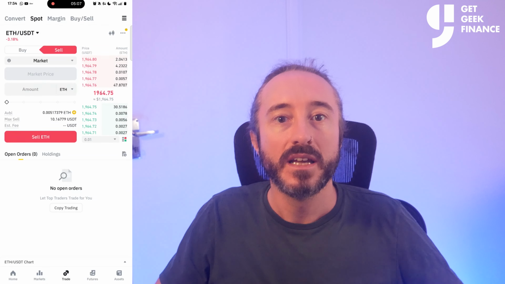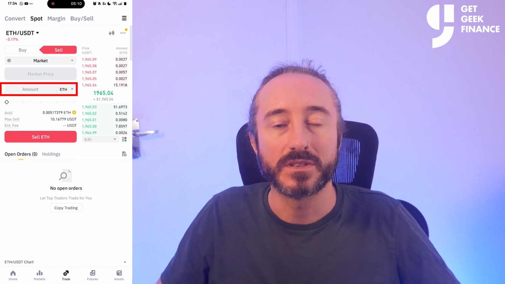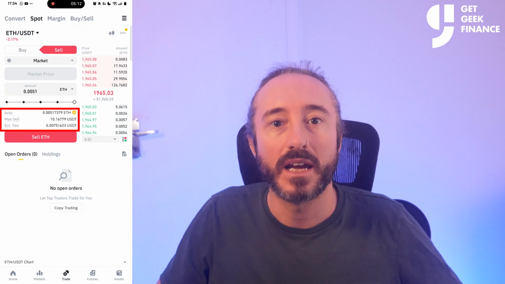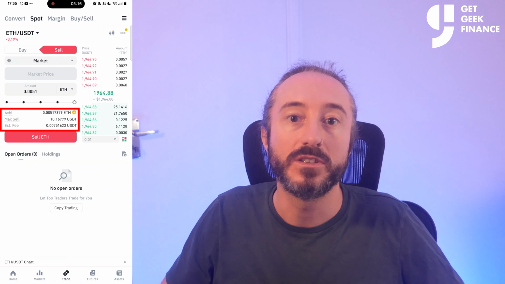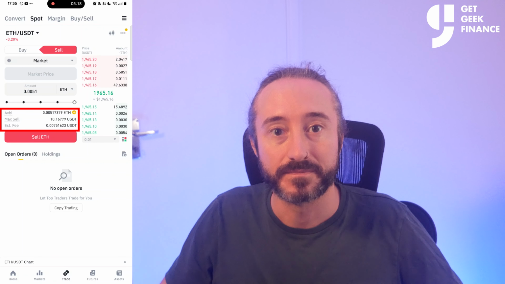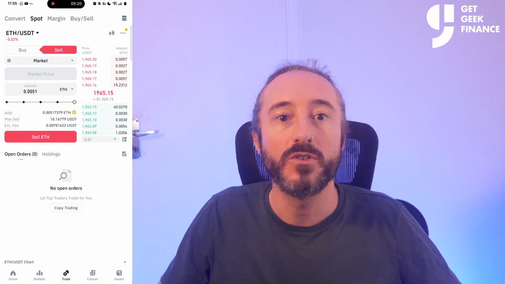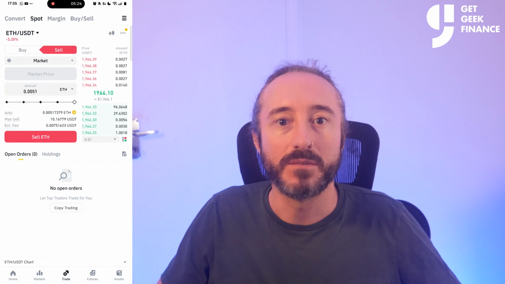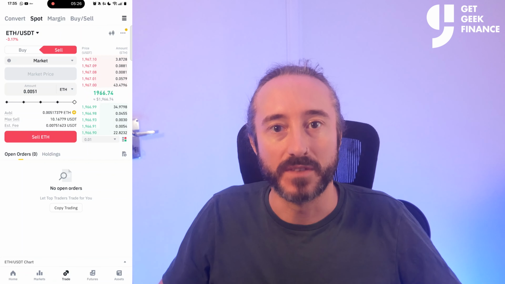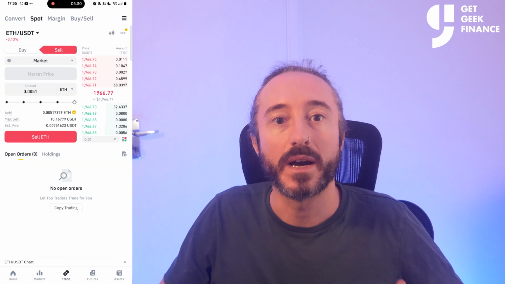I will then key in how much Ethereum I want to sell or use the slider, and you'll see the associated fee and a rough idea of how much USDT you will receive. While there is a fee with this, you are not paying Binance a spread, and the prices by trading it are better than what you will get via converting. If you press sell ETH, then it will process instantly. I'm not going to do this as I want to show you a limit order.